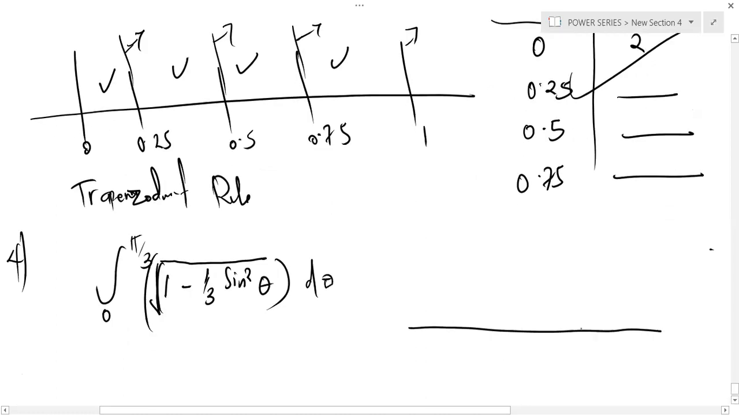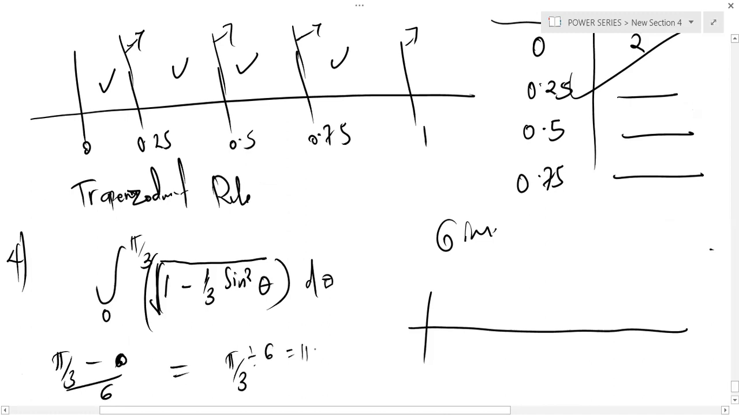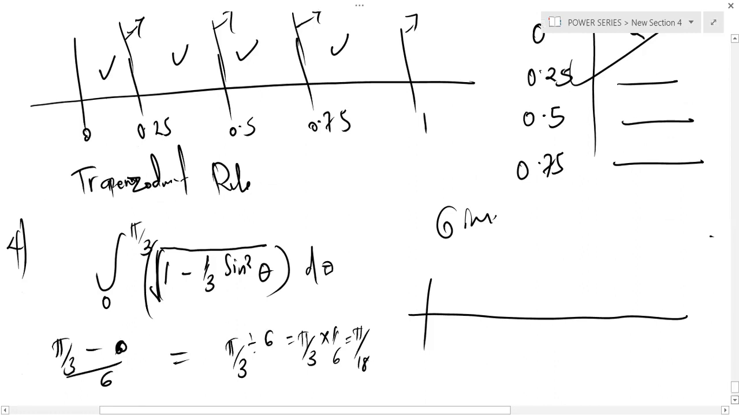You're going to start from 0 and you're going to have 6 intervals. So 6 intervals: pi over 3 minus 0, divided by 6. What are you getting? Pi over 3 divided by 6 is the same as pi over 3 times 1 over 6, which is the same as pi over 18. For those people who decided to convert it into degrees, that is also fine, no problem.